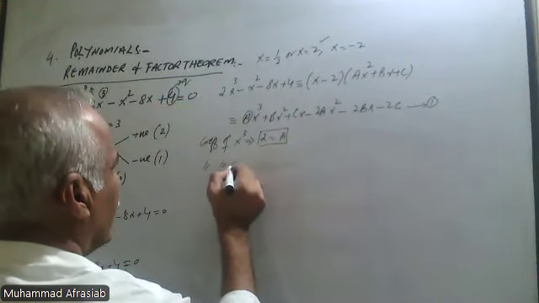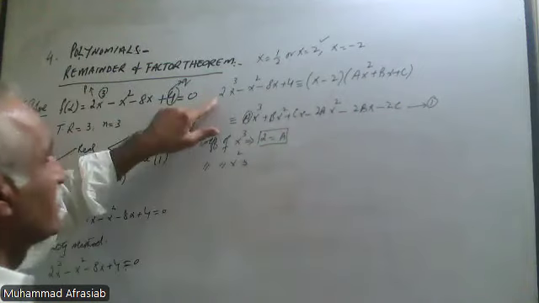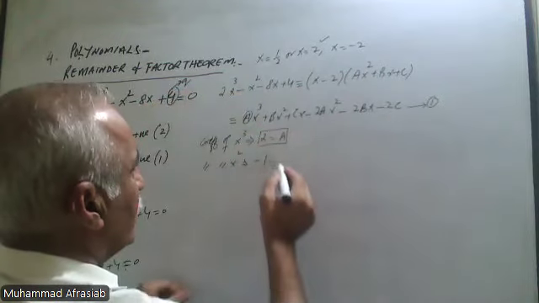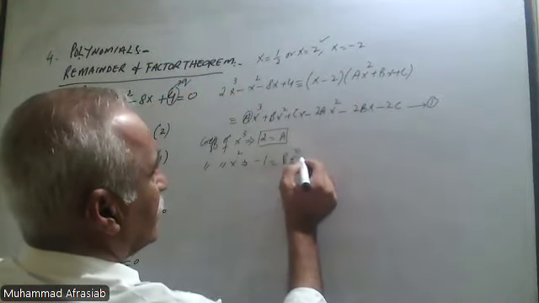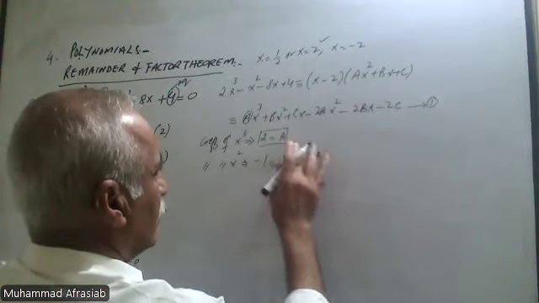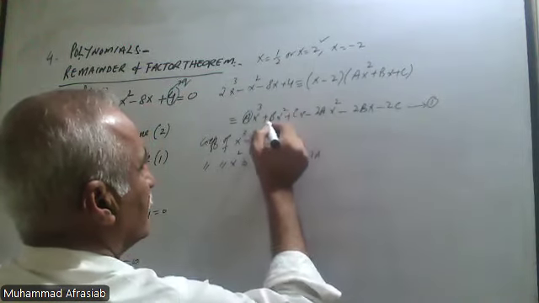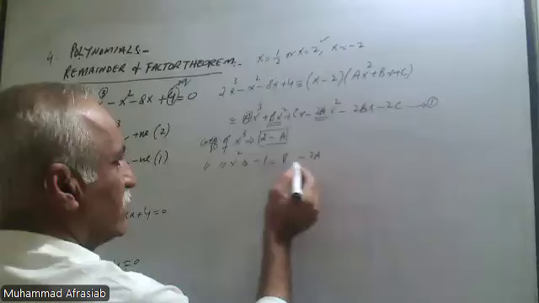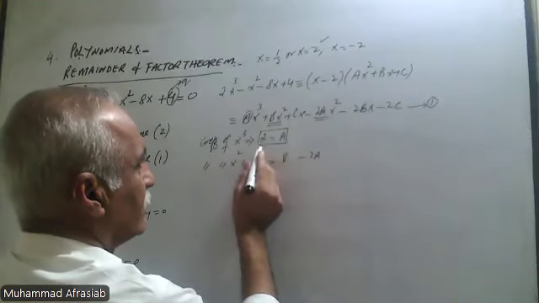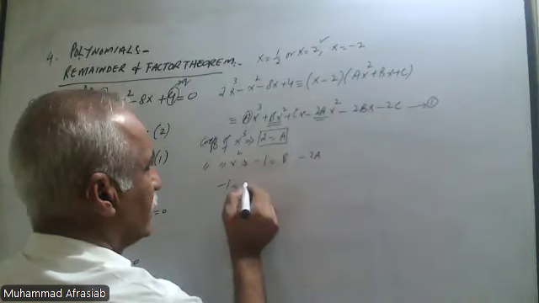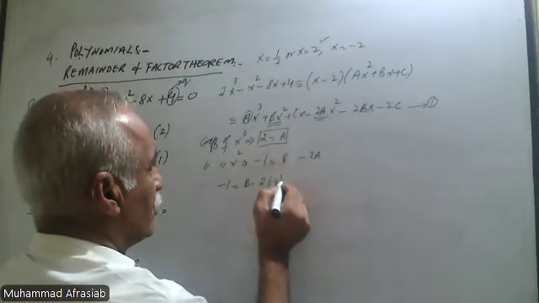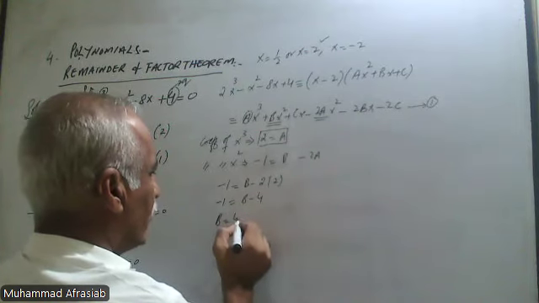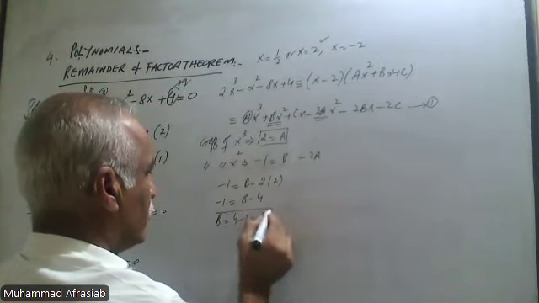Then compare the coefficient of x square. Here the x square coefficient is minus 1 on the left side, and on the right hand side, it should be equal to bx square minus 2a x square, because this is the x square coefficient and this one is the x square coefficient. We put the value of a that we calculated, equal to 2. So minus 1 is equal to b minus 2 into 2, or minus 1 is equal to b minus 4, or b is equal to 4 minus 1, and that is equal to 3.